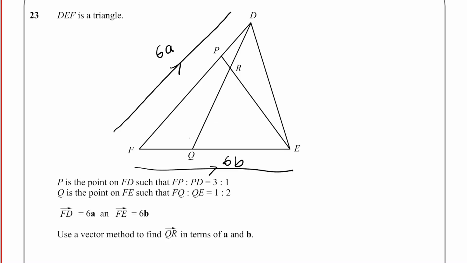So FP is 3 quarters. So there are 4 parts, FP is 3 of them, 3 quarters of 6A. So put 4.5A. And PD is 1 quarter. A quarter of 6 is 1.5. FQ is a third, so that's 2B. And QE is 2/3, 4B.